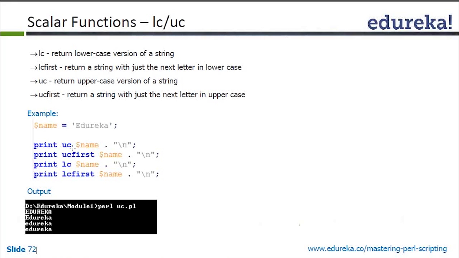So you can see that when we do print UC uppercase name, what it does is Edureka, it converts it into uppercase. And when we do UC first name, the first letter is converted into uppercase. Similarly, if you do LC first, the first letter is converted into lowercase. Since we did both in lowercase, this and this have no change because it is already in lowercase when we called print LC. So it is already converted to lowercase. So LC first will also give you lowercase.